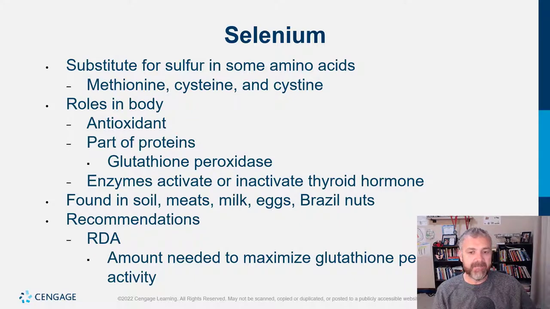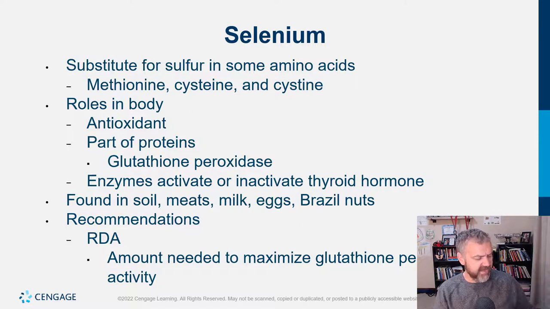You need 70 micrograms of it a day. I generally shoot for a little more, but remember, the RDA is the floor, the bare minimum. 150, 200 micrograms a day sounds like a good number to me. Sources include eggs, enriched pasta and rice, meats, nuts like Brazil nuts and seeds, poultry, seafood, and whole grains.